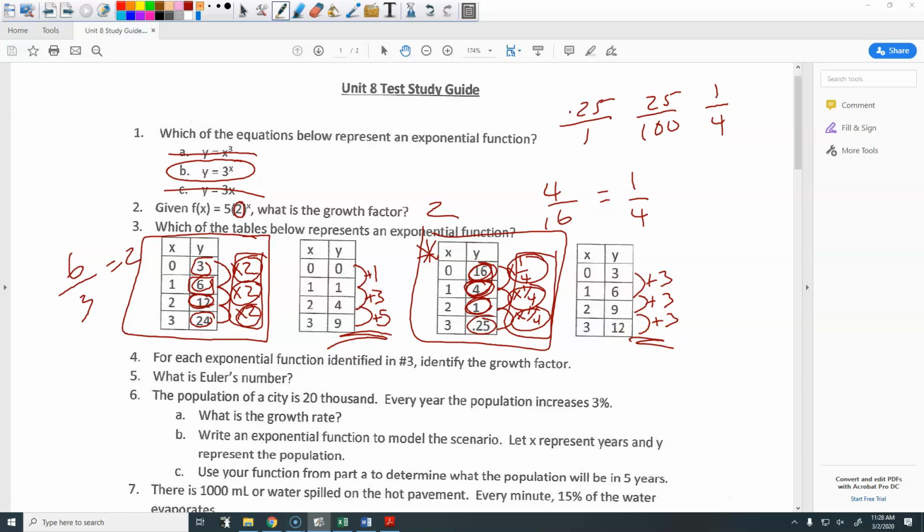So for each exponential function identified in number 3, identify the growth factor. So for the first one over here, the growth factor was 2. And for this one over here, the growth factor was 1/4.